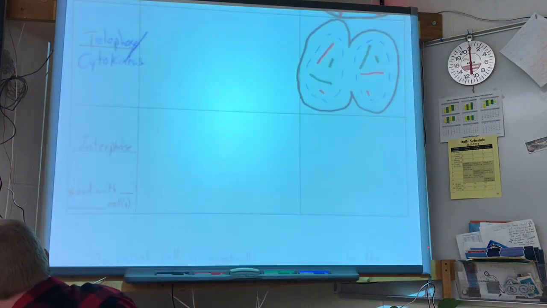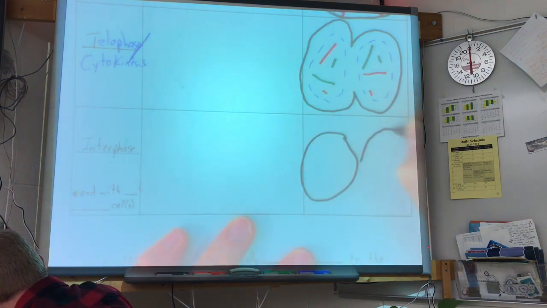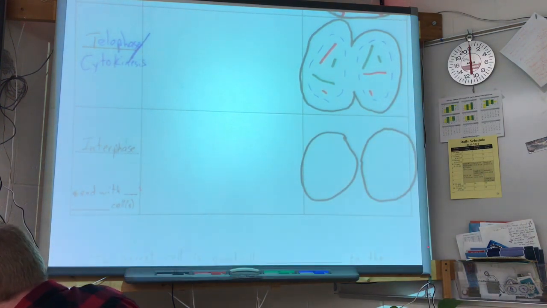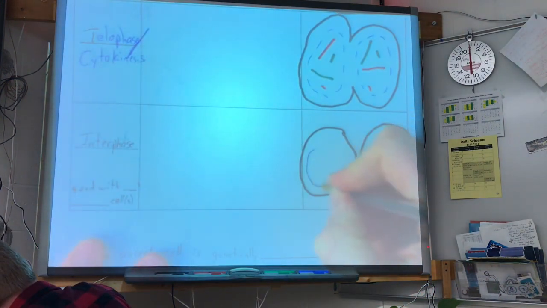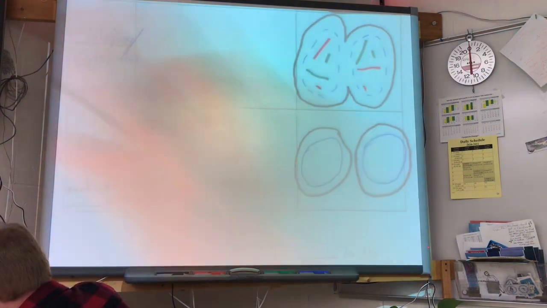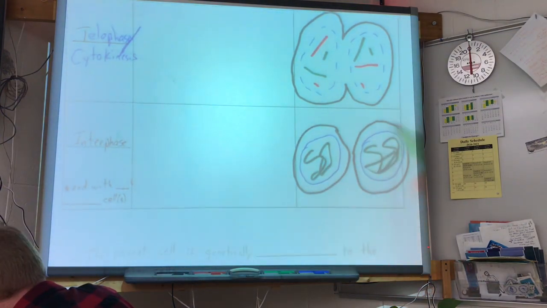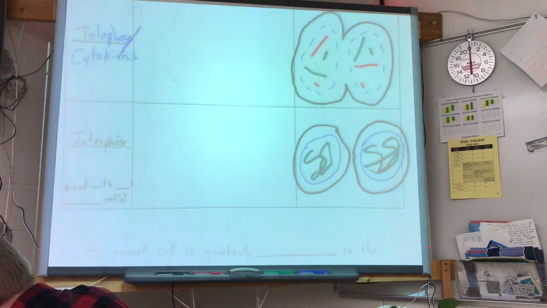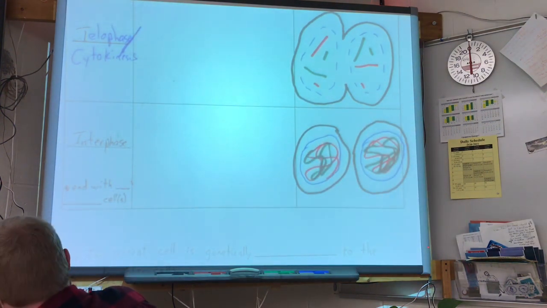Okay? Last step, we're going to draw it back in interphase. After cytokinesis has occurred, we now have 2 separate cells. Each cell has the nucleus intact. And our DNA is now uncoiled in chromatin, like a bowl of spaghetti.